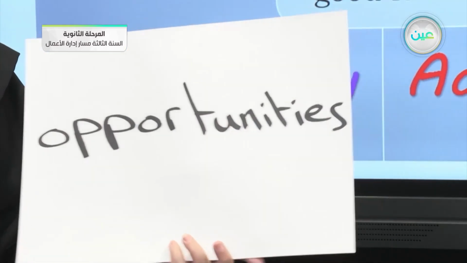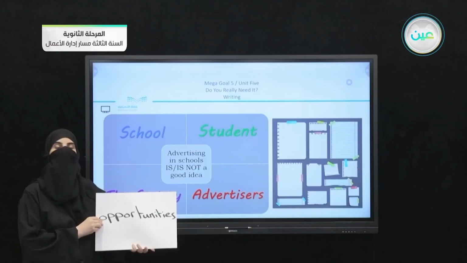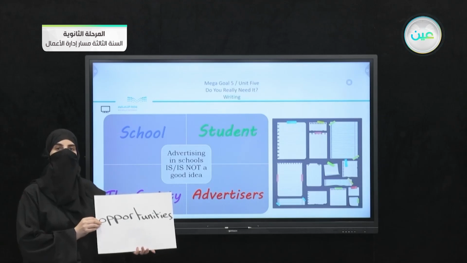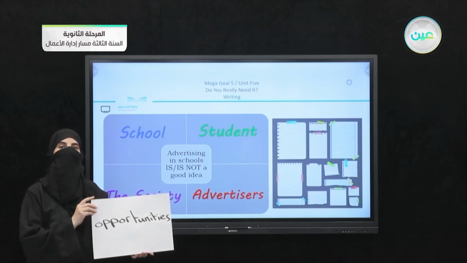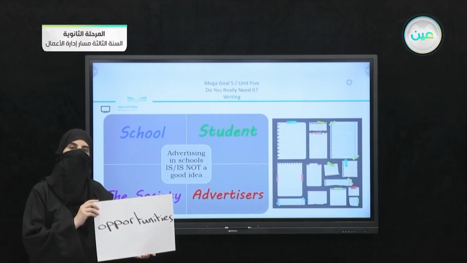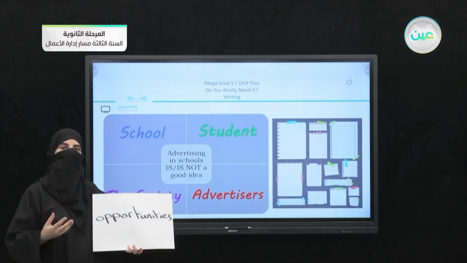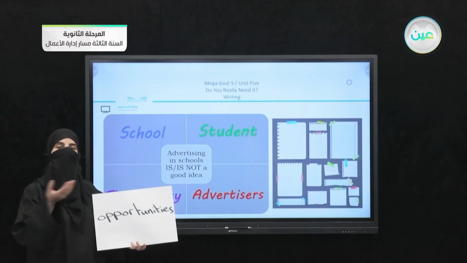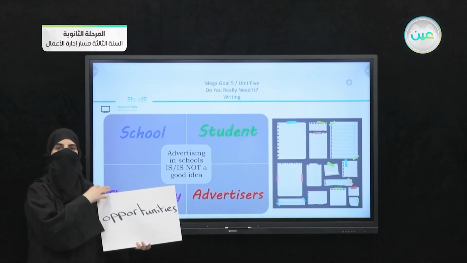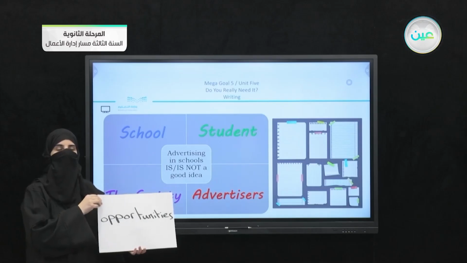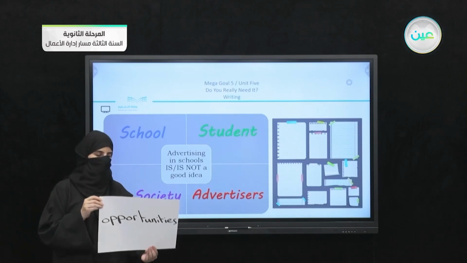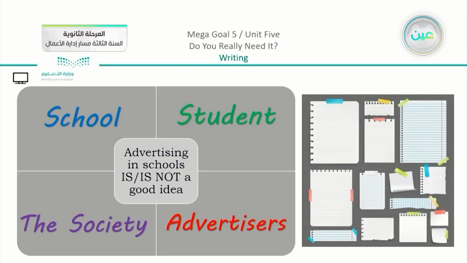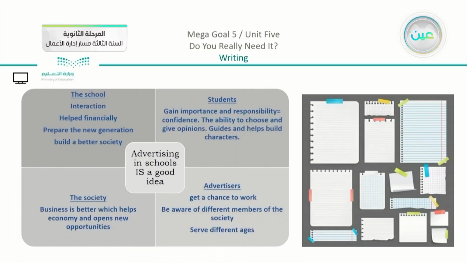And we have here a very important word, which is opportunities. When there are advertisements and people are working, they are having more opportunities and giving each other opportunities. The student or the school itself is giving an opportunity to the advertisers, the advertisers are giving opportunities to the students, and all of us are affecting the society. These are just examples of words that I can use here. We can organize these thoughts very simply.